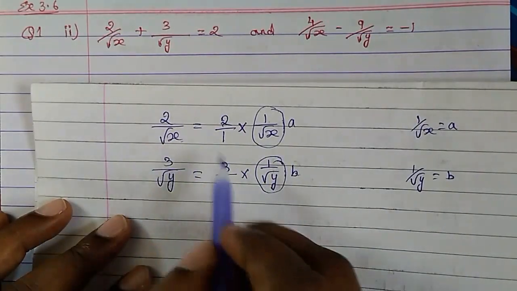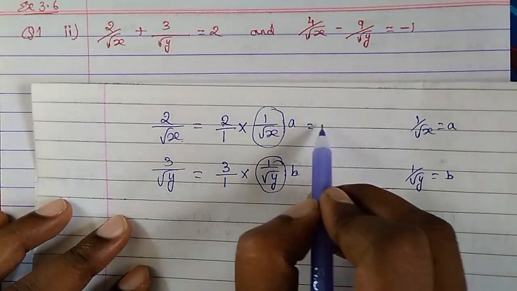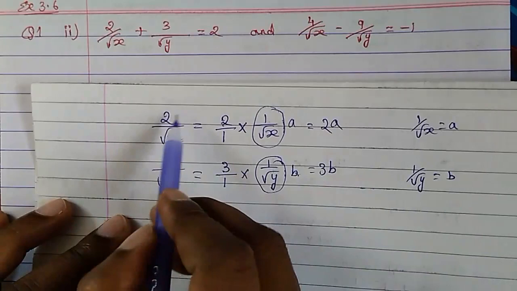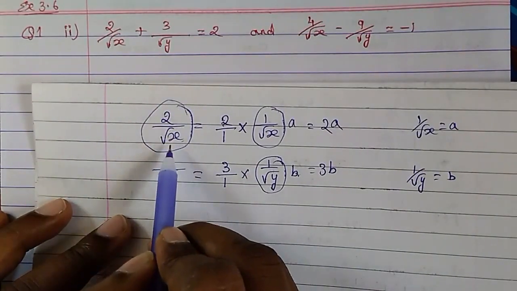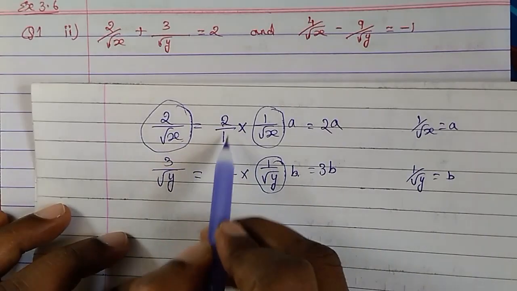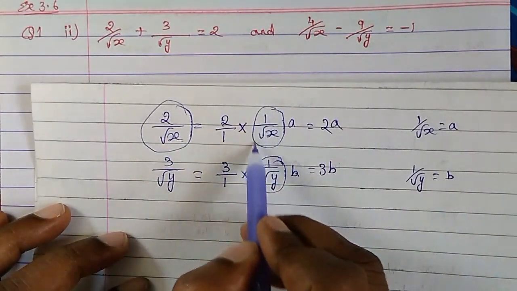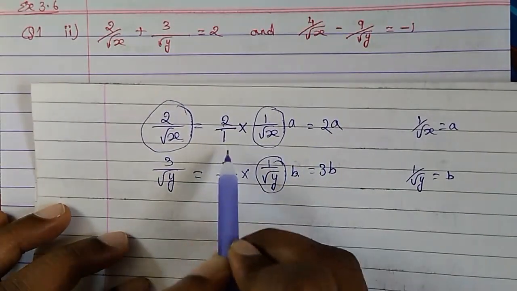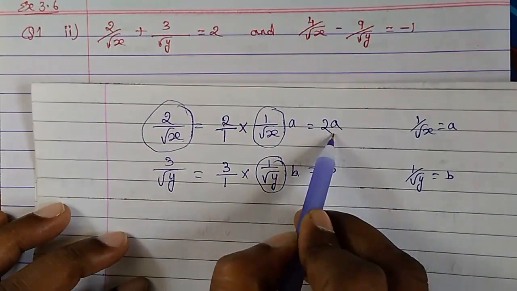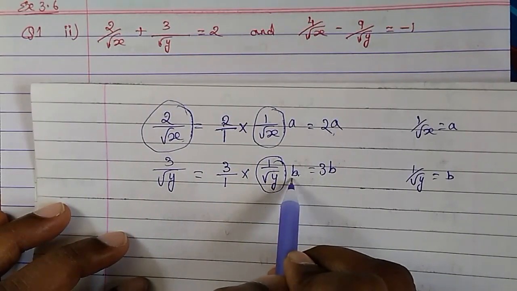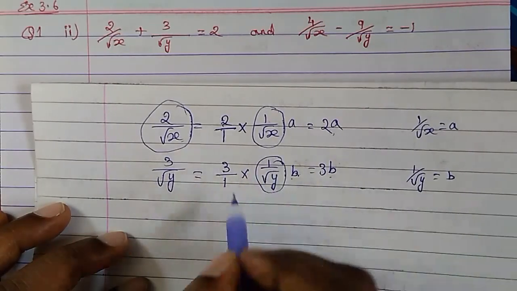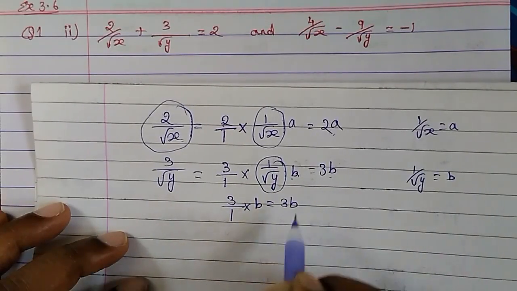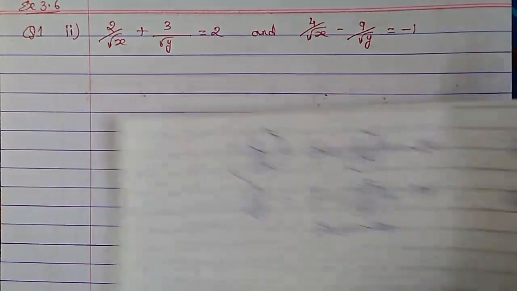So this can be written this way. 2 will remain the same, 2 into a will be 2a, 3 into b will give us 3b. So 2 upon root x we can write like this in expansion form. In the place of 1 upon root x, if we write a, then we will get 2a, because denominator 1 has no value. Same way, if we keep 1 upon root y as b, we can write 3b, because 3 upon 1 into b will give us 3b only. So can we write it this way?